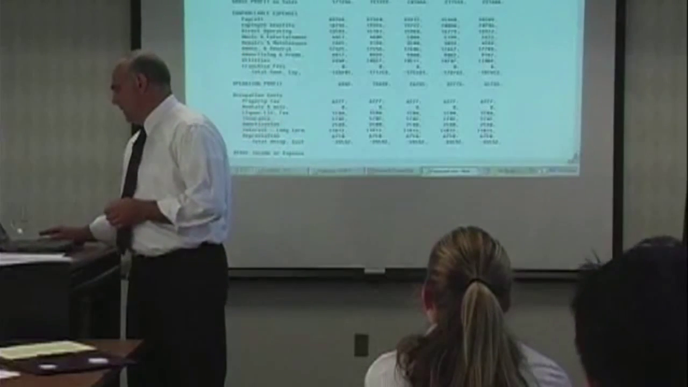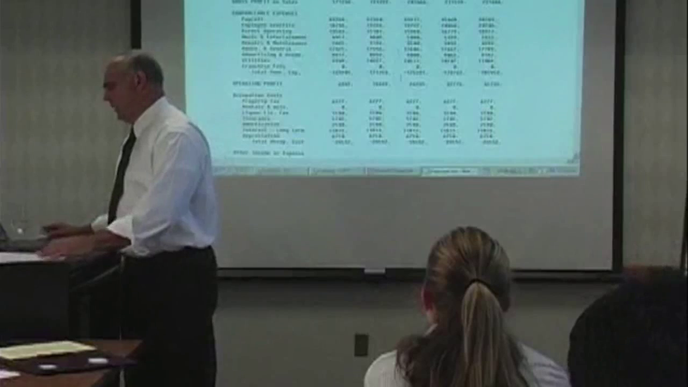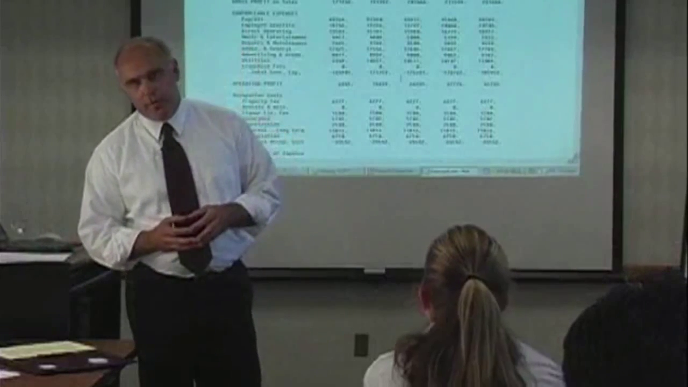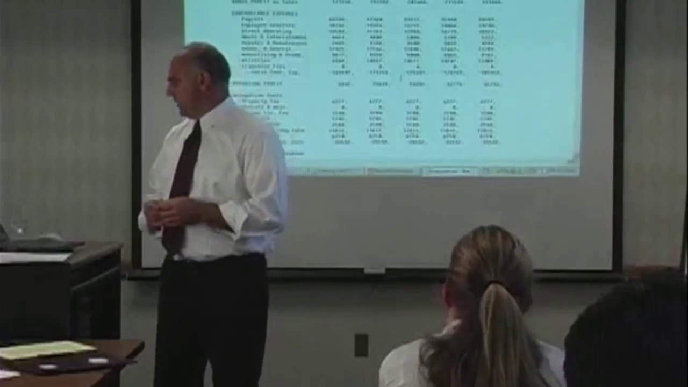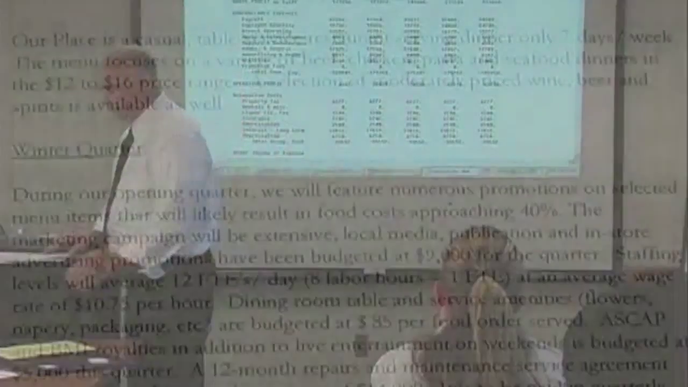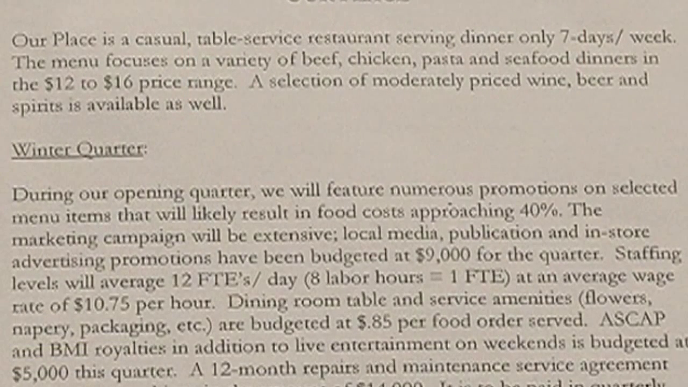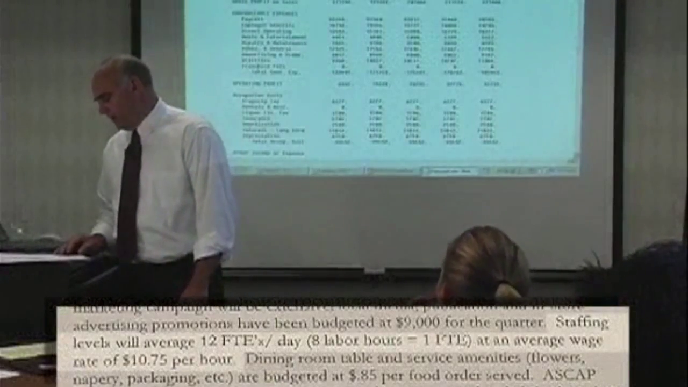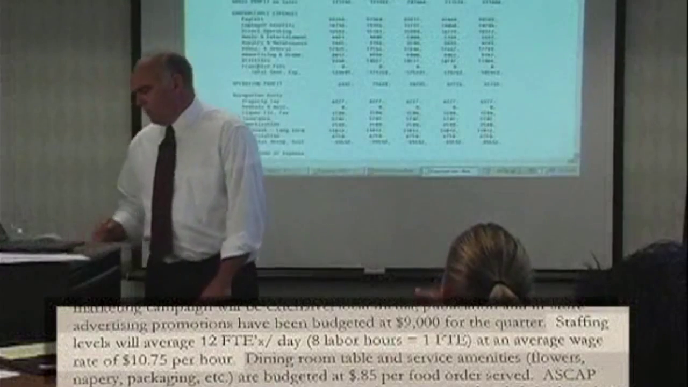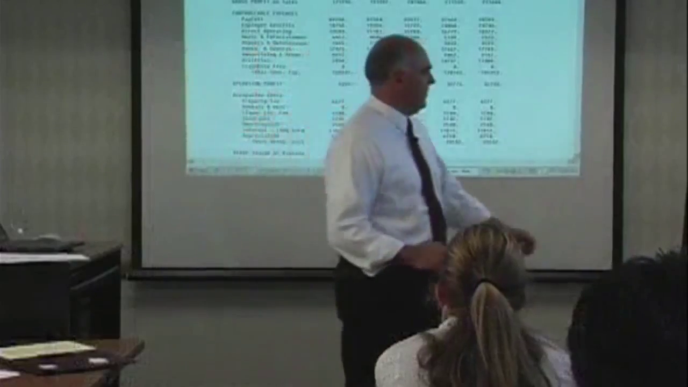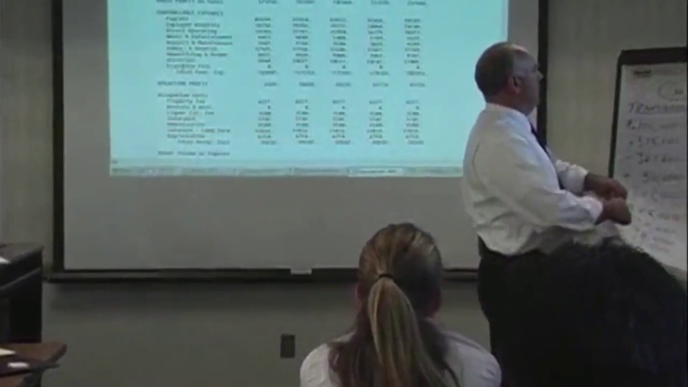Now, what I'd like to do here is to spend a little time in the middle column matching the marketing plan overview with the numerics for some of the line accounts that we actually see. For example, the payroll. The marketing plan suggests that staffing will be 12 full-time equivalents per day at $10.75 per hour. So let's audit the payroll expense forecast for the middle column value on our pro forma.